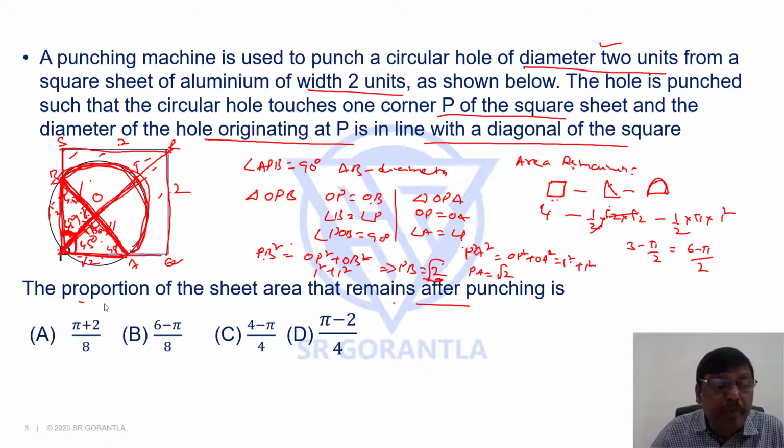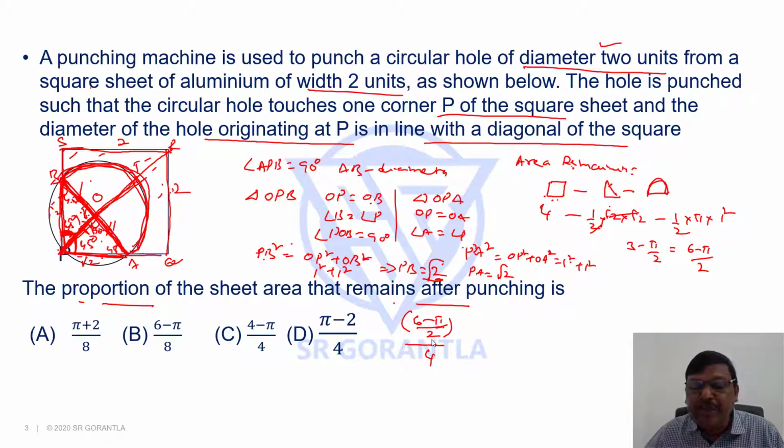But the question is the proportion of the area, means what part of the sheet is remaining. 6 minus pi by 2 is remaining out of total how much area? Out of total area of 4, because the square sheet area is 2 into 2, 4. 6 minus pi by 2 out of total 4 is remaining, means what is the proportion or what part remained means 6 minus pi by 2 by 4, 8. So my answer is choice B.